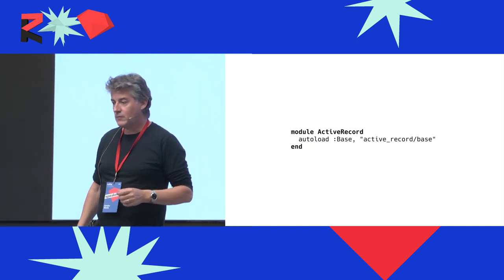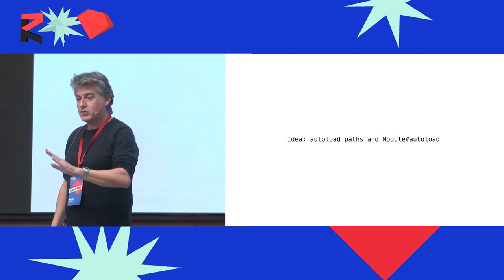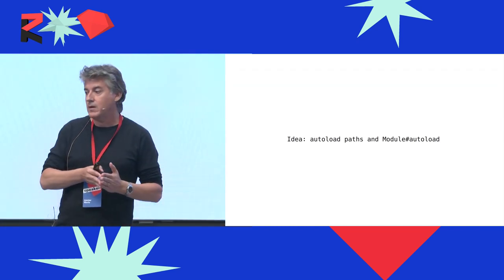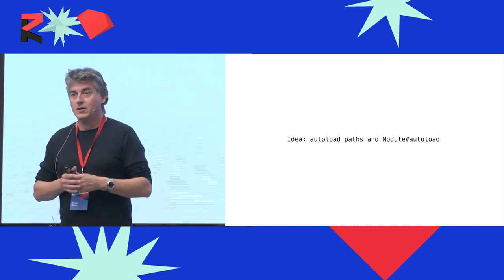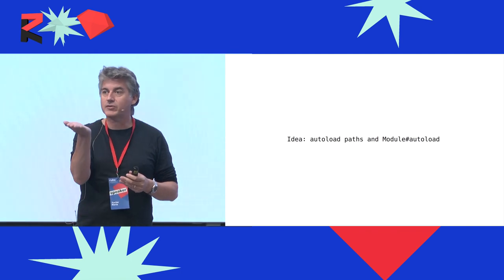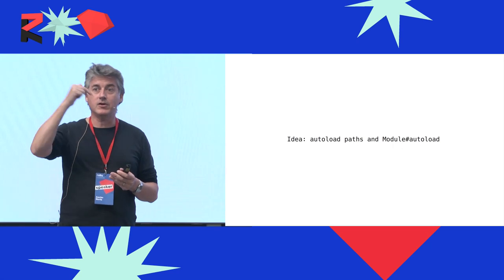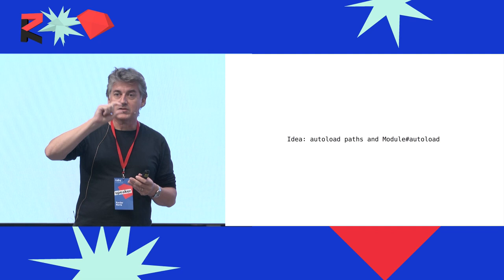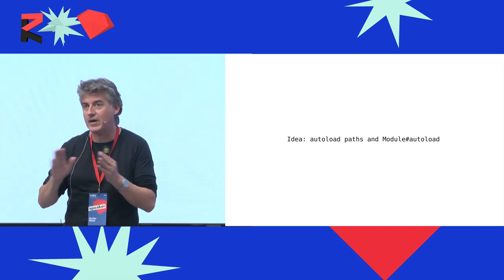Okay. So Ruby does the autoload for you. So the idea is we have the autoload paths, app models, app controllers, etc., and you have the module autoload. So when you start, you go to app models and you say there's user.rb. That should define user class. And we set in object, which is the top level namespace, an autoload that says, when you refer to user, please load this file. That's the basic idea.